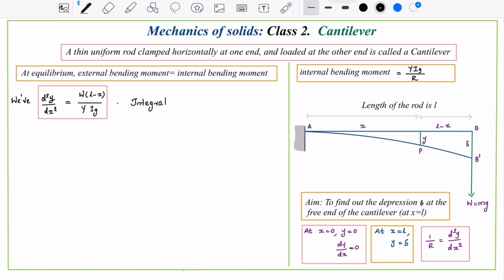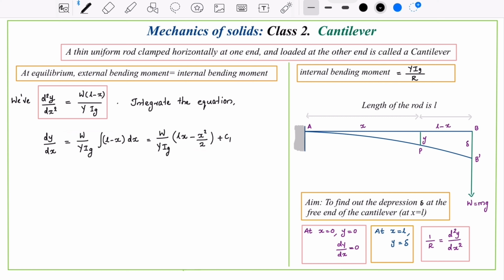Now let us integrate this equation. On integrating, integral of d square y by dx square is dy by dx. So LHS becomes dy by dx. What is RHS? W by YIg, which is a constant. Now let us integrate integral L minus x dx. L is a constant. So this is equal to W by YIg, then Lx minus x square by 2 plus the constant of integration C1.